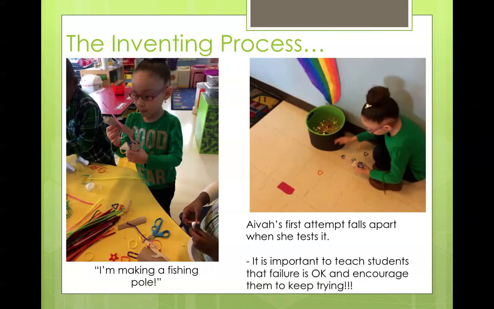The inventing process. In the first picture, Ava claims that she's making a fishing pole. When she tests her device, her first attempt falls apart. As you can see, the pieces are all on the floor. It is important to teach students that failure is okay and encourage them to keep trying.